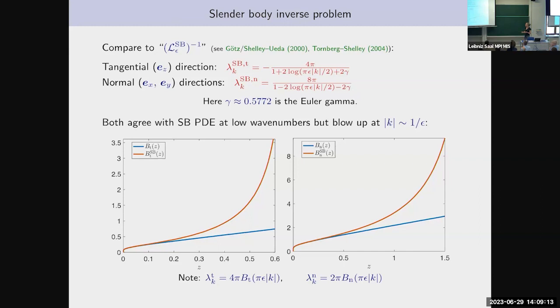And we can see that for the slender body approximation, which is in red, in both the tangential and normal directions, they agree very well at very low wave numbers. But then at high wave numbers, right, there's a 0 in the denominator. They blow up, right? They disagree wildly beyond wave numbers proportional to 1 over epsilon. All right, but hopefully we can use that they agree very well at low wave numbers to sort of salvage the situation.